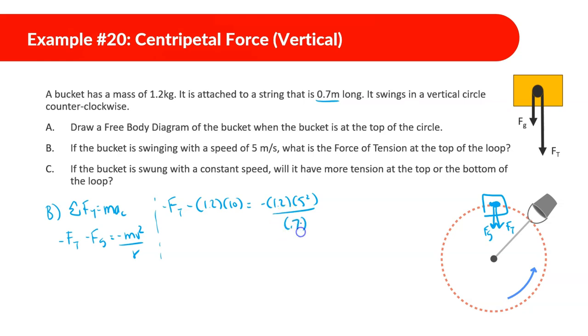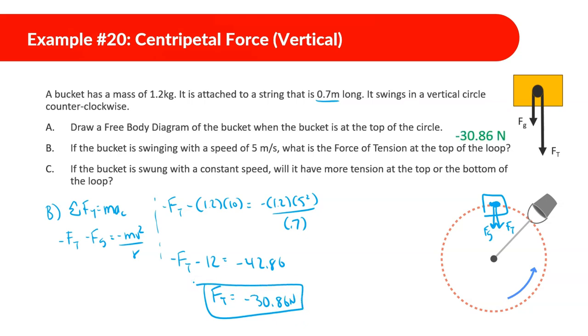They're going pretty fast, pretty similar to the last problem. So negative force of tension minus 12 is equal to, put this in my calculator, 5 squared times 1.2 divided by 0.7, negative 42.86. Okay, do a little bit of math, and we get negative 30.86 newtons.